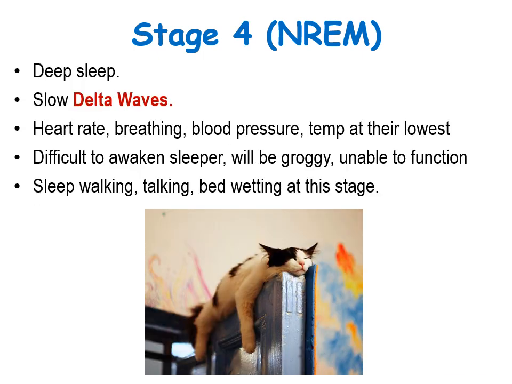Stage 4 is really our deepest sleep, and we have very slow delta waves. Your heart rate, your breathing, your blood pressure, your temperature are all at the lowest that they will be for the evening. It is very difficult to awaken the sleeper here. You're going to be very groggy and unable to function. And sometimes we're in this stage when our alarm goes off in the morning. Maybe we didn't completely finish a cycle, and this is why some mornings it's harder for us to get going and requires more coffee or more whatever it is to get going. So this is where sleepwalking, sleep talking, and bedwetting will all occur at this stage, which we'll talk about.